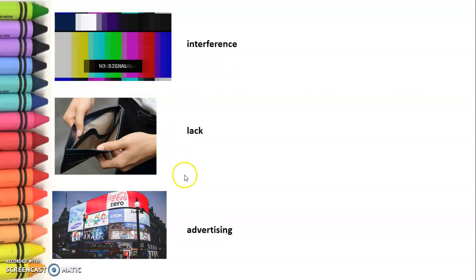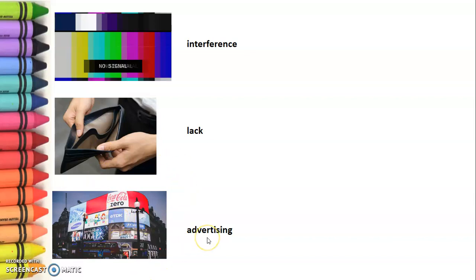Number 5, lack. The fact that something is not available or that there is not enough of it, like the lack of money. Or there are other examples like this. Listen, her only problem is a lack of confidence. Lack of sleep had made him irritable. Lack of discipline at home meant that many students found it difficult to settle in the ordered environment of the school.